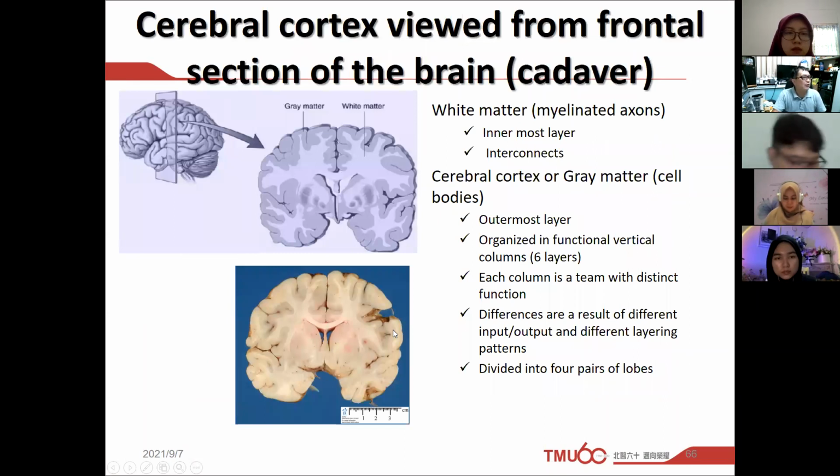We can also slice it, open it and put it under the microscope. For example, this information is derived from a cadaver. You can immediately see the big difference in color. On the outside, you can see gray and white. They are different.